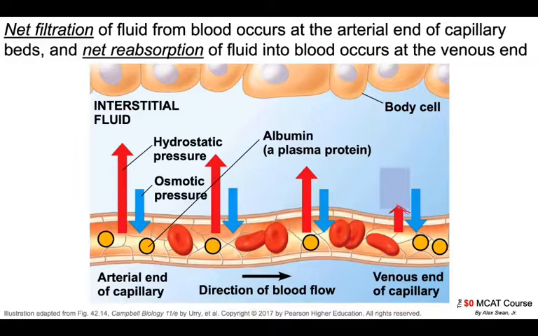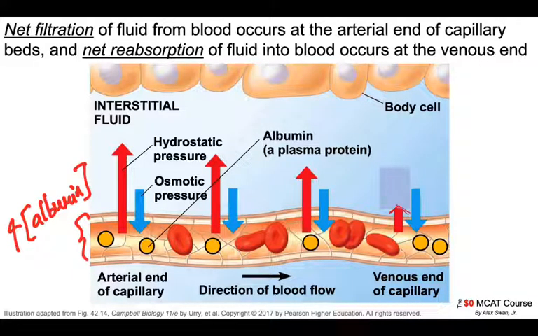We see albumin, right? My apologies for that. Let's go back to the slide. We see albumin here, right? So clearly the concentration of albumin in the blood is much higher than the concentration of albumin in this interstitial fluid. And the reason for that is because albumin is a large protein that does not readily diffuse through the pores of these capillaries.